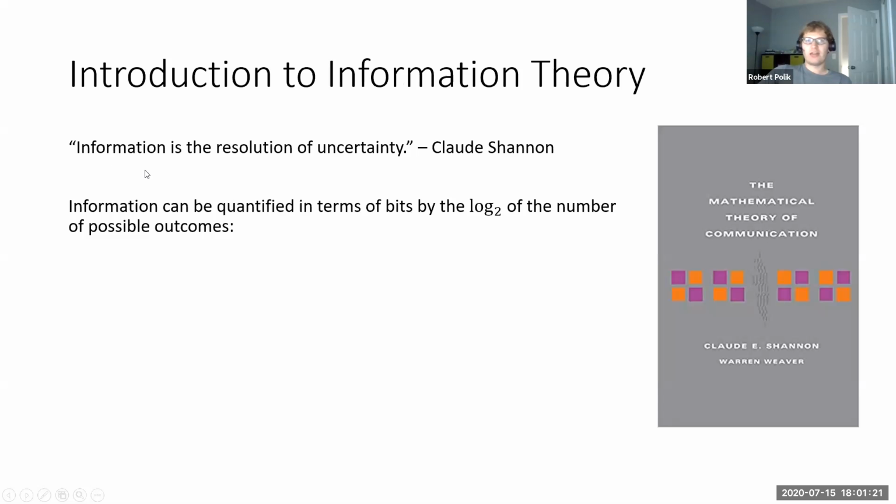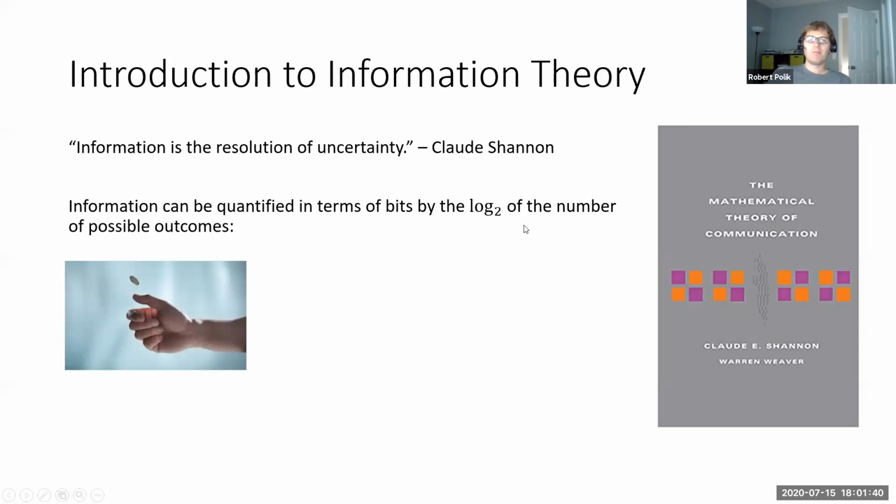Information, we got to define information to do information theory. Information is the resolution of uncertainty. So information can be quantified in terms of bits by the second order logarithm of the number of possible outcomes. And there are good reasons why we do this that we'll get into in a minute. So a coin flip, how many bits of information does that communicate?